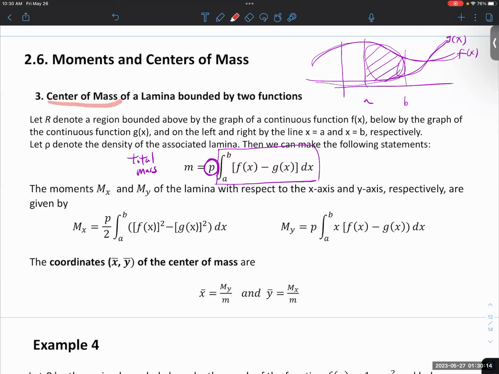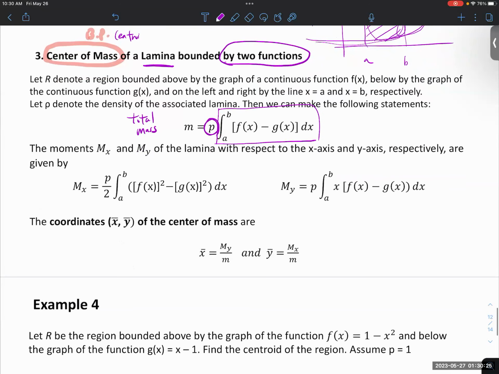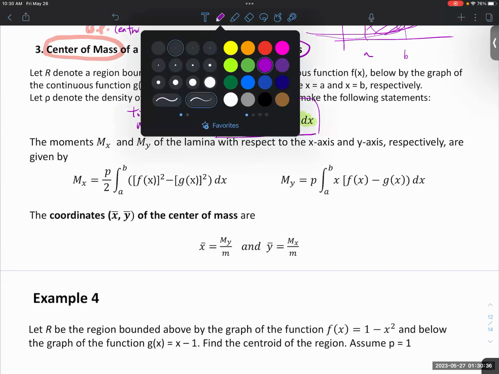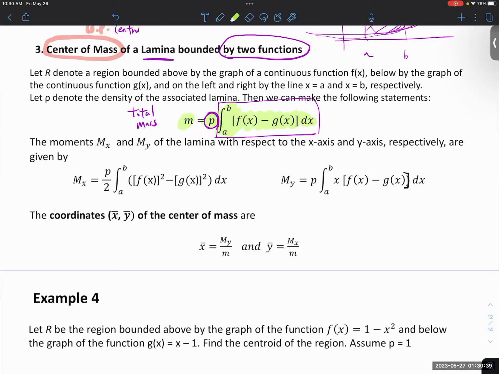So I'm going to highlight it, centroid. This is a balancing point. This is a centroid when you have a lamina with two functions. So this is going to be the lamina total mass, correct? And then what do you guys think? Same formula as the one function. So same thing, Mx is going to be p over 2, and then the larger square minus the smaller square from a to b. Same thing as with one function given. My, p times x, then subtract f minus g.